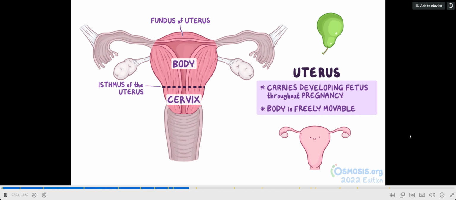The cervix is a narrow cylinder that forms the lower third of the uterus and has two openings. The first is called the external os that opens into the vagina, and the second is the internal os, which opens into the uterine cavity.